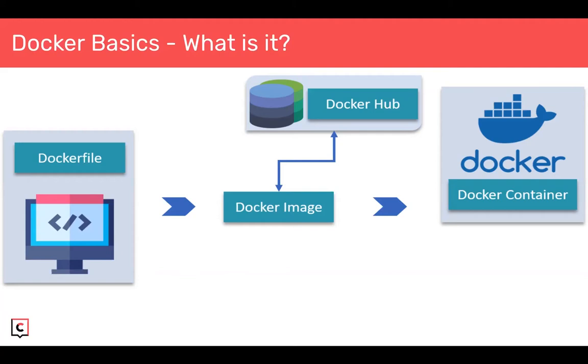So you have your Dockerfile. From your Dockerfile, you build an image. And then from the image, you run the image to create your container. Any questions?